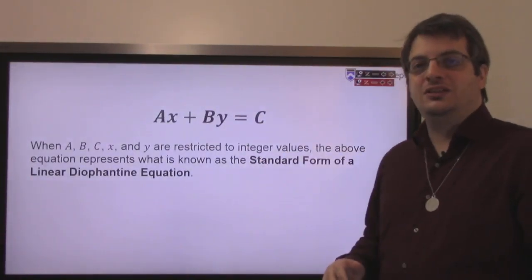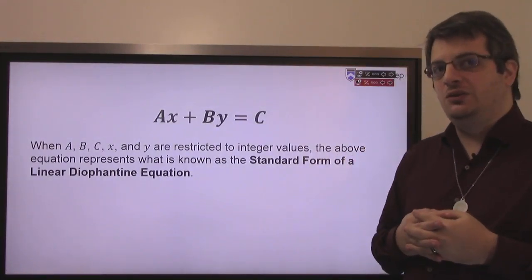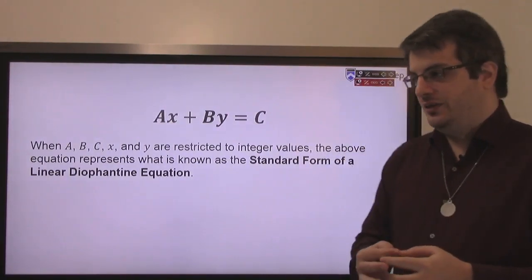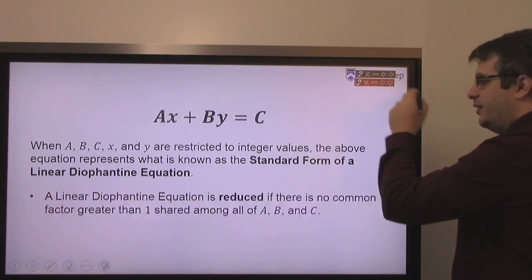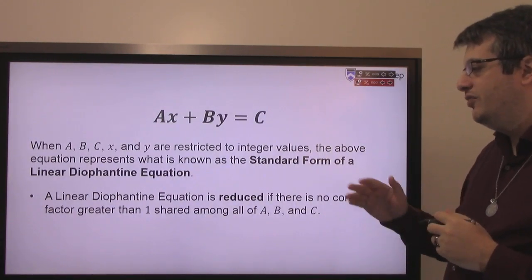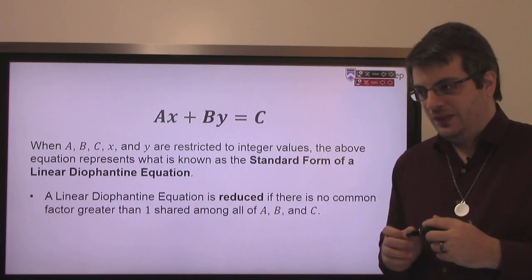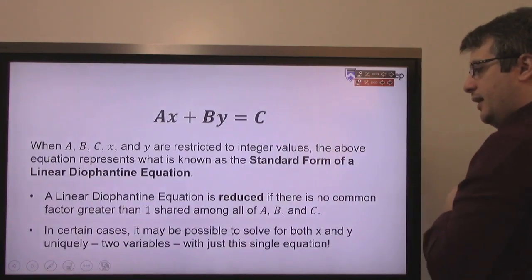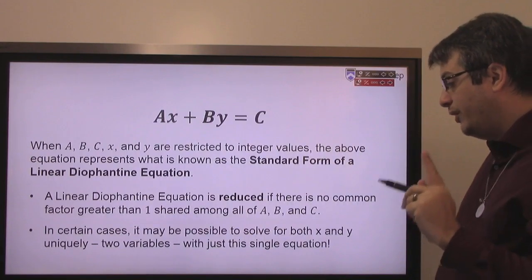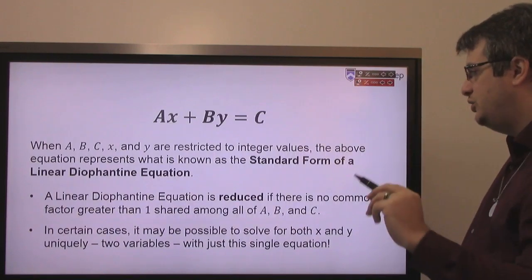So this is our equation. Ax+By equals c is the standard form of a linear Diophantine equation with A, B, C, X, and Y restricted to integer values. All right? Now, if you get one of those, you're generally going to want to reduce it. If you reduce it, that means you've divided it out so that A, B, and C share no common factor greater than 1. Okay? And as I've already said, it may be possible in certain cases to solve for more than one variable, both x and y, with just this one statement. So I just showed you a question of that.